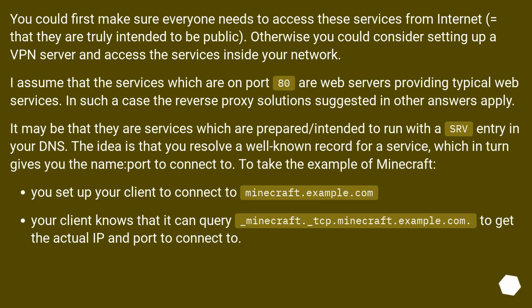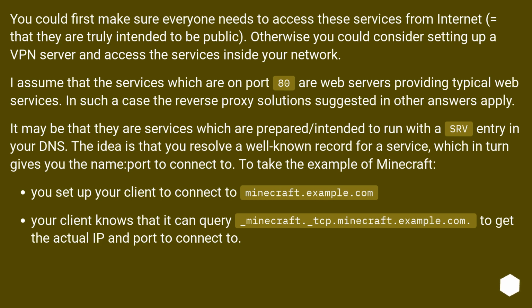You could first make sure everyone who needs to access these services from the internet truly intends them to be public. Otherwise, you could consider setting up a VPN server and access the services inside your network. I assume that the services which are on port 80 are web servers providing typical web services. In such a case, the reverse proxy solutions suggested in other answers apply.